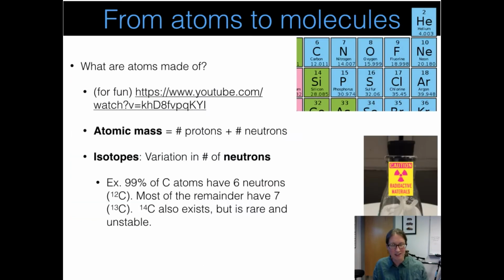So, in a nutshell, atoms are made out of groups of protons, neutrons, and electrons. And hopefully that's a familiar concept to you, right? The protons and the neutrons make up an atom's nucleus, and the total number of protons and neutrons are collectively going to determine an atom's atomic mass, so how heavy that atom is.